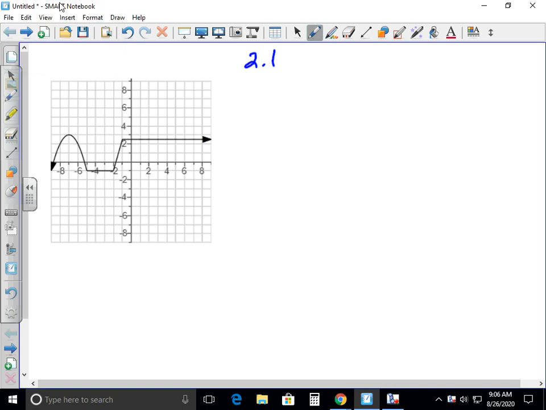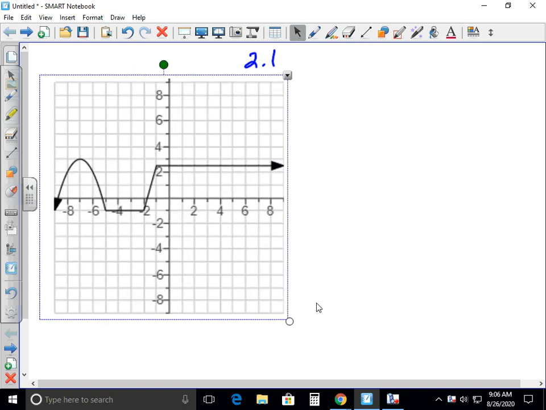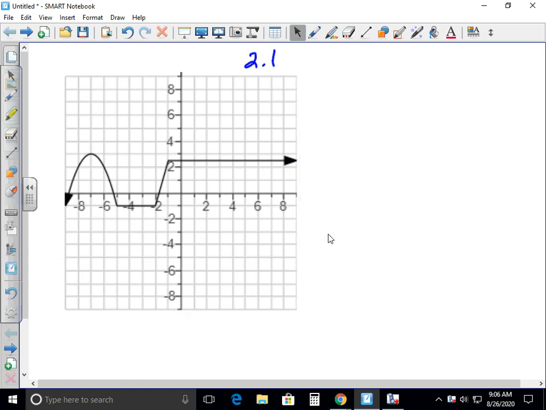In 2.1, we're looking at increasing, decreasing, constant functions, maximums, minimums, and piecewise functions. So let's look at some examples. The first problem wants us to locate when we are increasing and when we are decreasing. I'm going to draw some lines just to break our graph into pieces so that we can see where these sections occur.